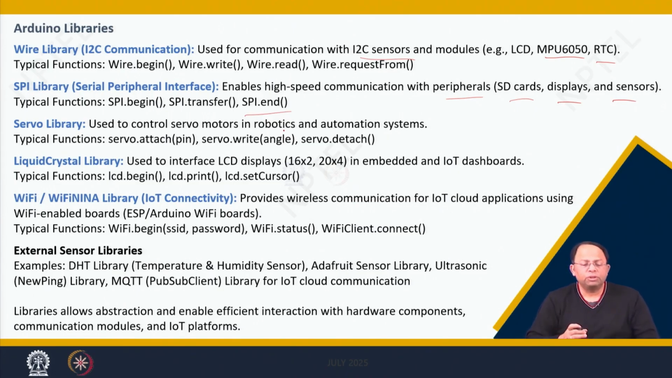Then the servo library, which is used to run a servo. A servo is a motor, right? A motor where we have control to rotate it to a certain angle. So this could be used to control servo motors in robotics and automation systems, so we can build our own vehicles, robots, and so on. It's a motor which can move an arm, a particular appendage, or a wheel. Typical functions are servo.attach, which pin it should be on, servo.write, which angle it should move to, and servo.detach, that means it would not be running in that way.